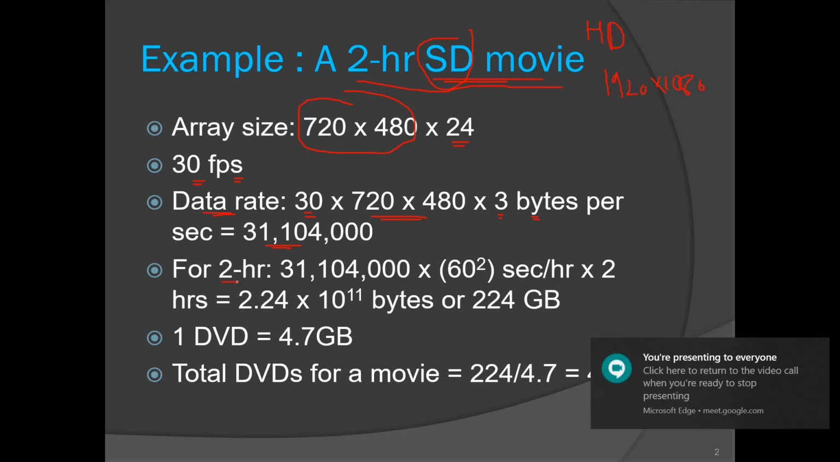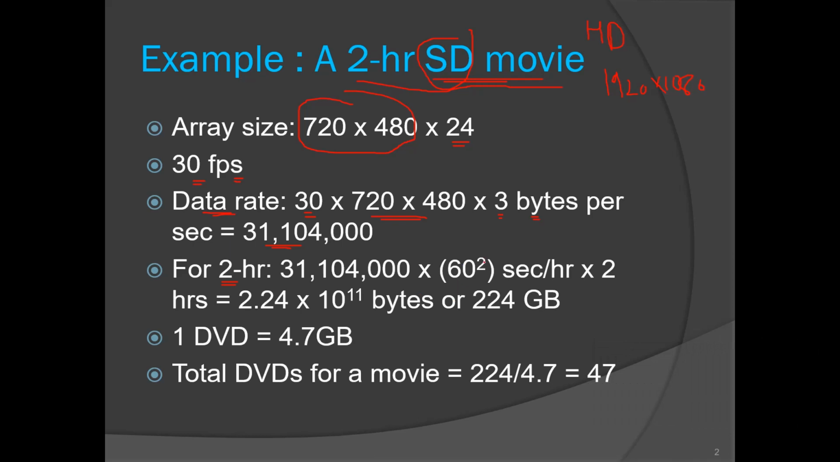For 2 hours, it will be this much times 2 hours. Now this is the factor for converting hours to seconds. So for 2 hours we require this many bytes, or this many GB, 224 GB, and we know that the capacity of one DVD is 4.7 GB. So in order to record this movie we will require around 47 DVDs, which is a huge quantity.